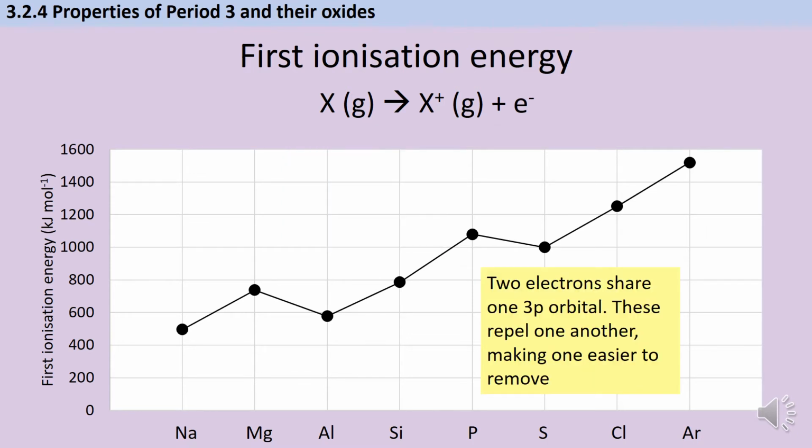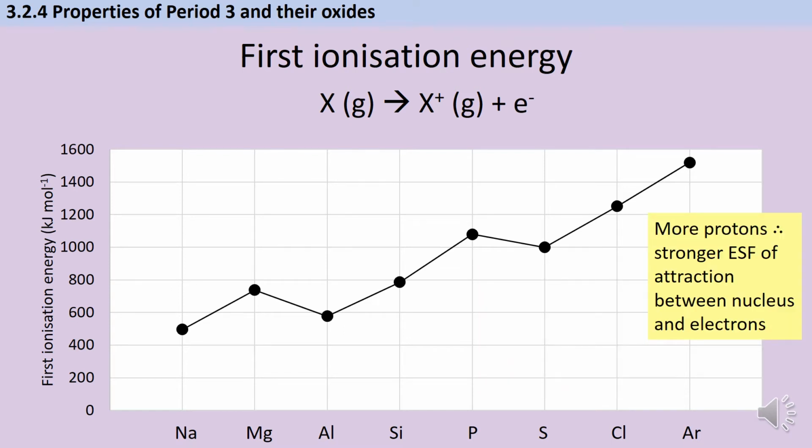But when we get to sulfur, again we see a dip, and the reason for this is that for the first time we have 2 electrons sharing a 3p orbital. These electrons, like all of the rest of the electrons in the atom, are repelling each other, and this repulsion makes it easier to remove one. Then when we get to chlorine and argon, we're back to that general trend of it taking more energy each time due to the greater number of protons.